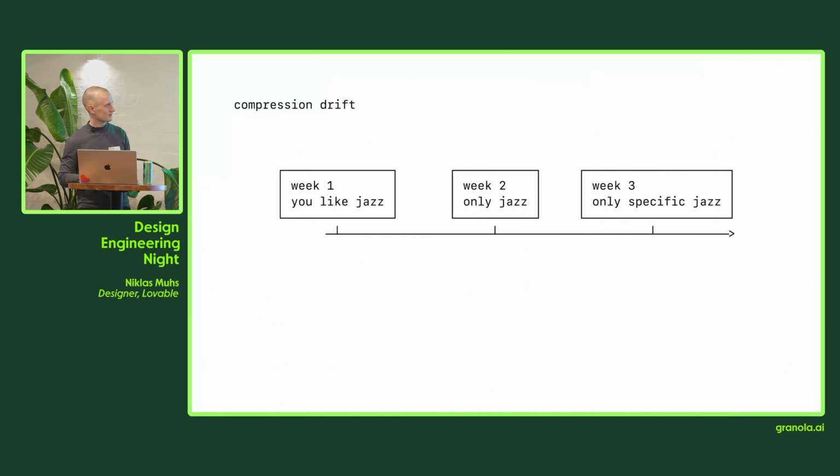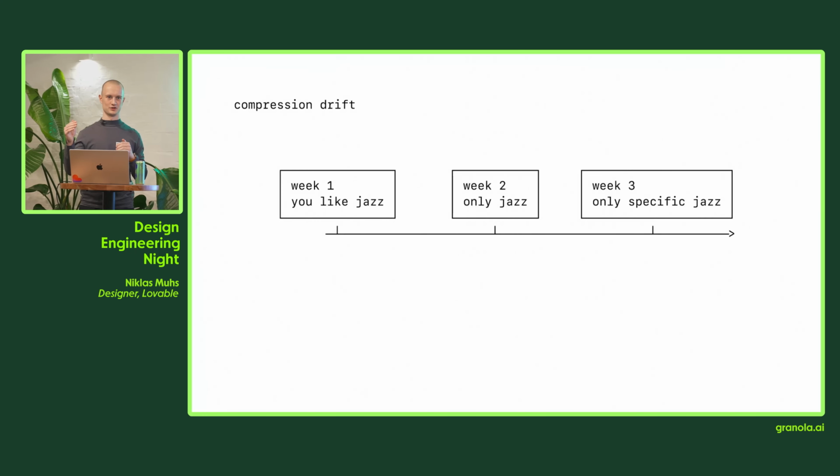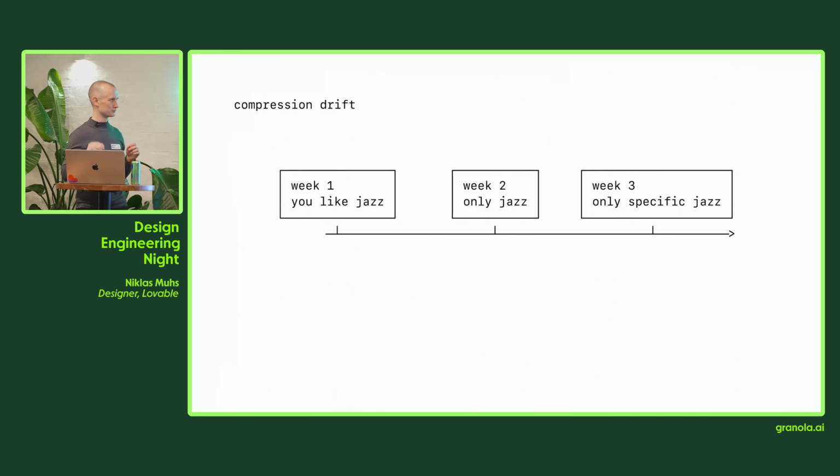And the last pattern that I wanted to talk about is compression drift. I think a lot of you have seen this. When you use Spotify, you start selecting one genre, like jazz, and Spotify recommends you more jazz. And then in week 3, it maybe recommends you even more specific jazz. And the thing is that your taste didn't narrow, but the model's compression of your taste did.